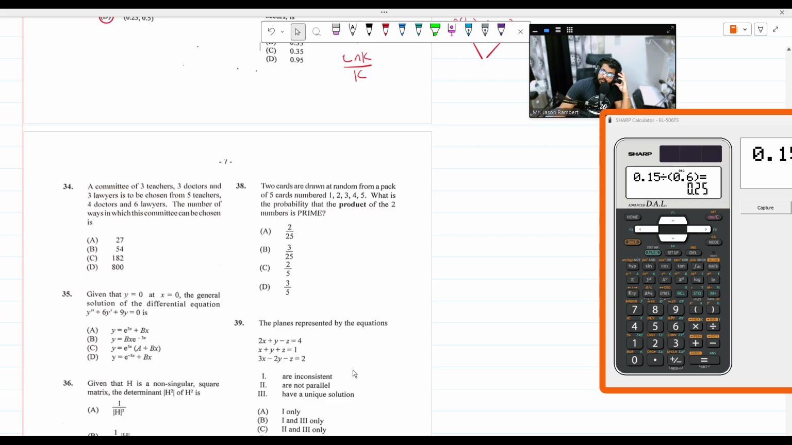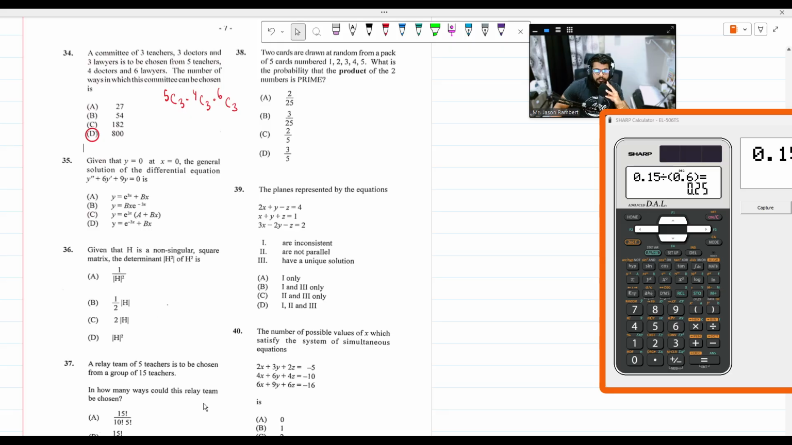This is also a repeat question. The answer for this was 800, but we'll still go through it. A committee of 3 teachers, and we have 5 teachers to pick from, so 5 choose 3. 3 doctors, and we have 4 doctors to choose from. And 3 lawyers, and we have 6 lawyers to choose from, 6 choose 3. When you multiply it out, we will indeed get the 800.